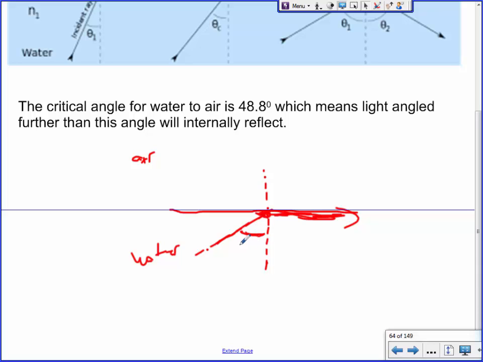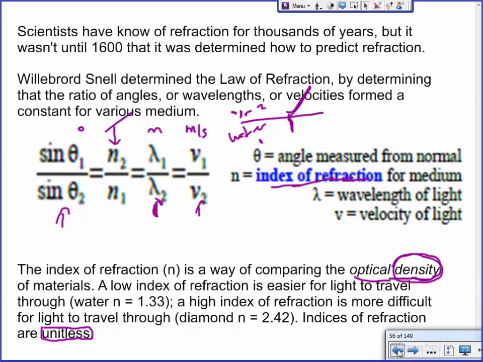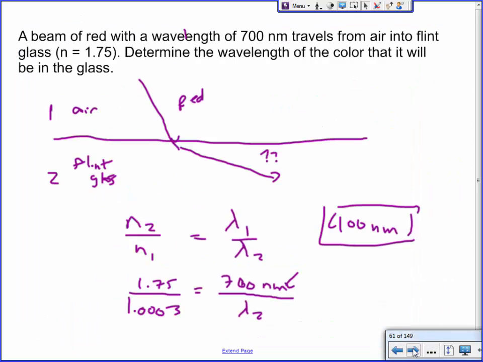What we're going to look for is this angle right here. I know I told you that it's 48.8, but I want to prove that it's 48.8. The good news is we know that this angle right here, theta 2, is 90 degrees. And for water and air, we should be able to figure out their n values, right? Because air has an n value of 1.0003, and water has an n value of, I think, 1.33. Yeah, 1.33.